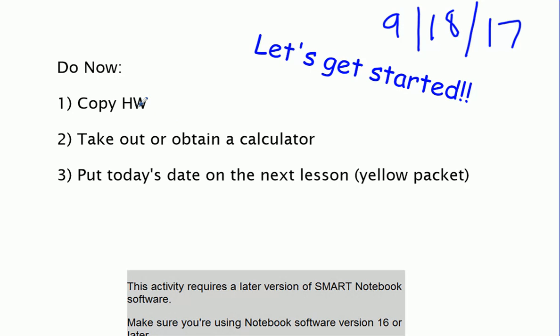Alright, so make sure you copy down the homework. Homework's a little bit longer than usual today. It's just, again, to get you more practice. There's, I think, 10 questions instead of 5. Take out a calculator and put today's date, 9/18/17, on your yellow packets. Should be the last lesson in the packet. All right, here we go.